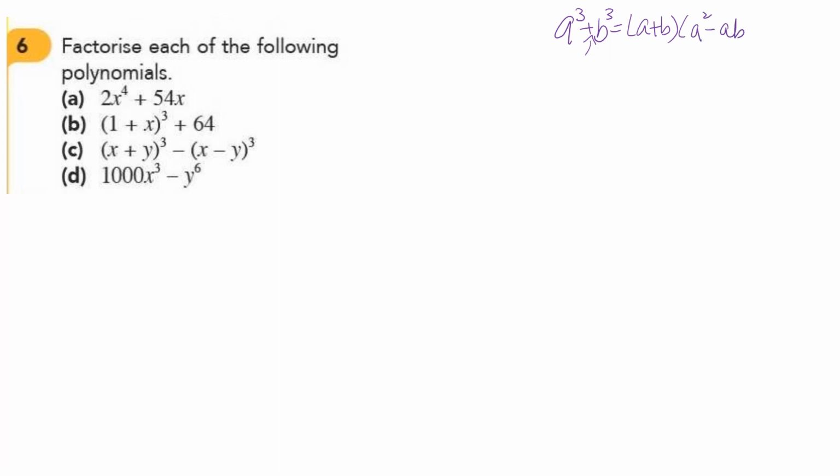Do not confuse it with your quadratic, do not confuse it with your algebraic identity. Your algebraic identity is a squared plus 2ab plus b squared, or a squared minus 2ab plus b squared, right? Here it is negative ab. It's a squared minus ab. Do not confuse it with your algebraic identity.